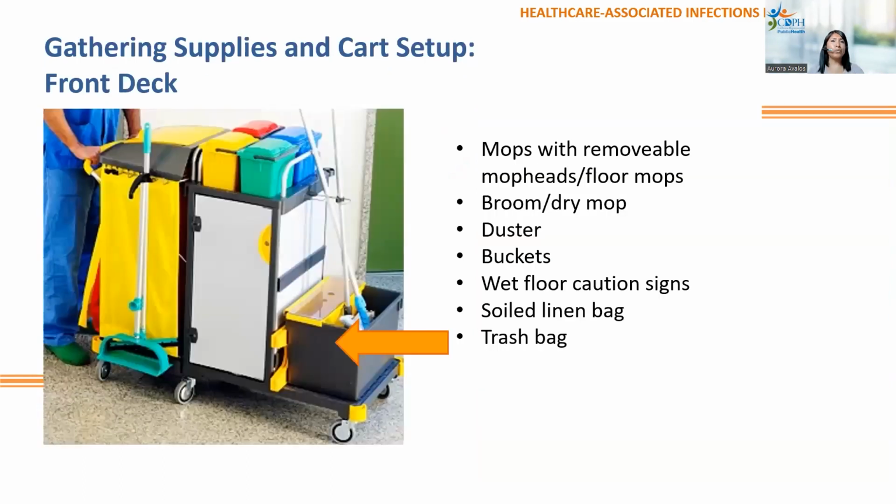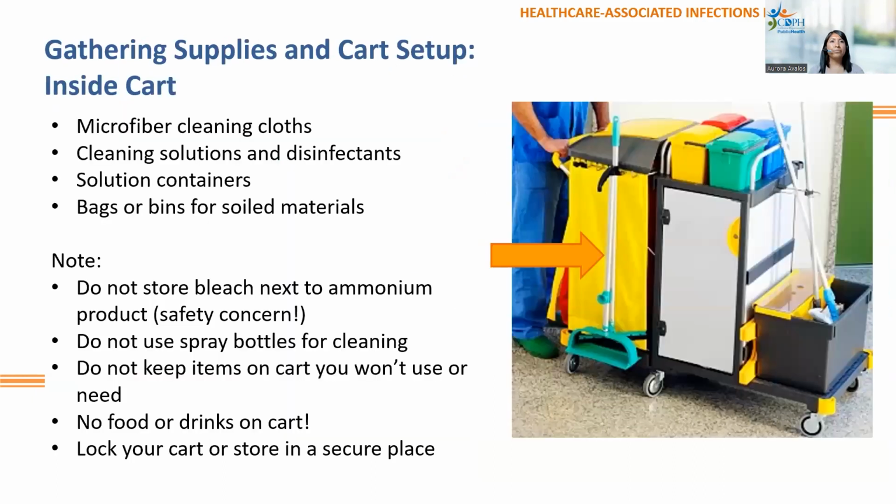The slide set reviews in more detail what cleaning items and other equipment should be included in the front deck or outside of the cart, as denoted here by the orange arrow. Again, the slide set reviews in more detail what items and cleaning equipment could be included inside the cart, as denoted here by the orange arrow.